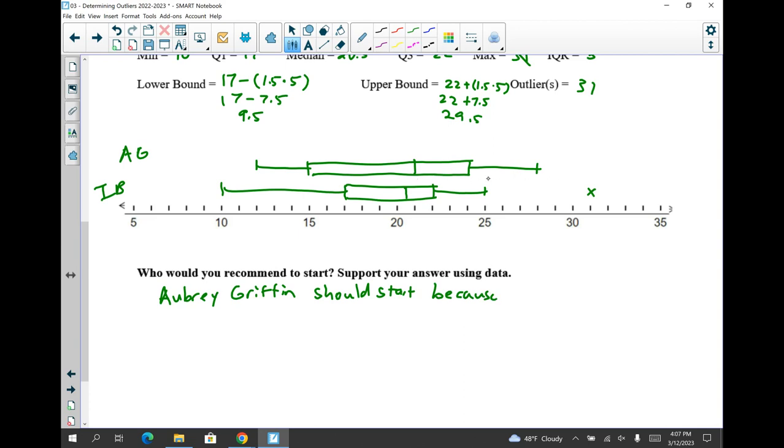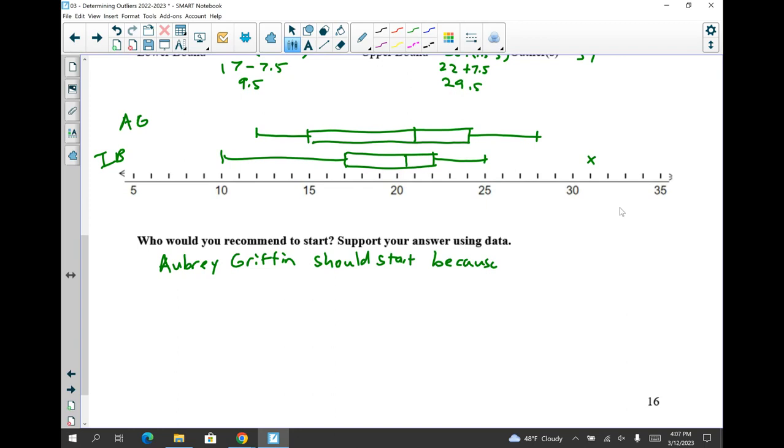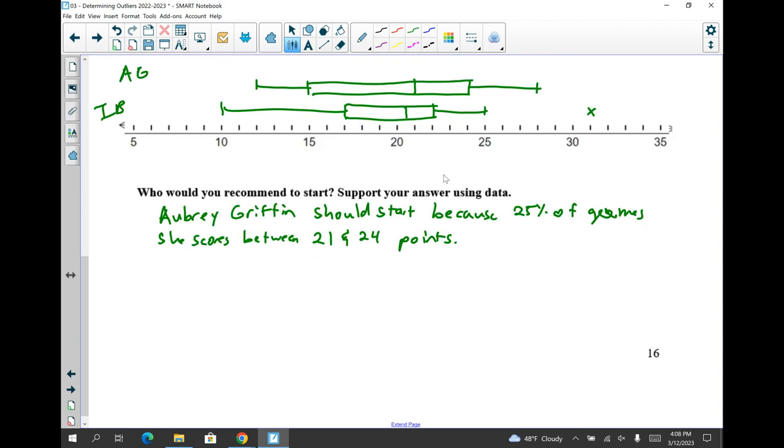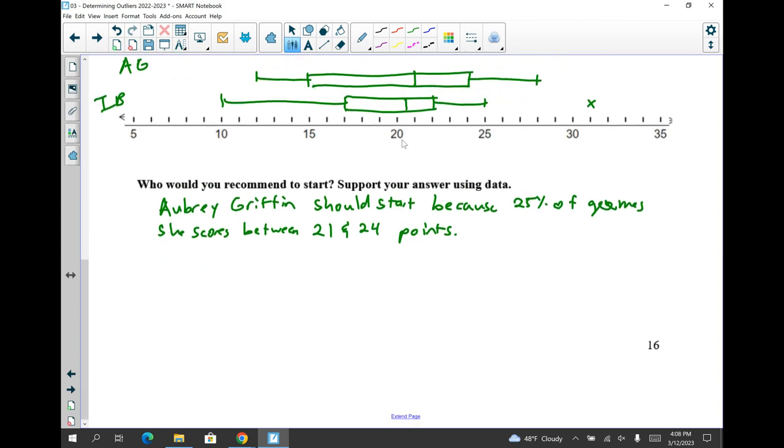a quarter of her data is between 21 and 24. So that means in a quarter of the games, she scores between 21 and 24 points, which to me is pretty consistent. And I think I like consistency there. Or you could also look at how half of her games she scores between 21 and 28 points. Some people might argue the fact that Ice Brady had a game at 31 points, that could happen again. With it being an outlier, I would say kind of against that.